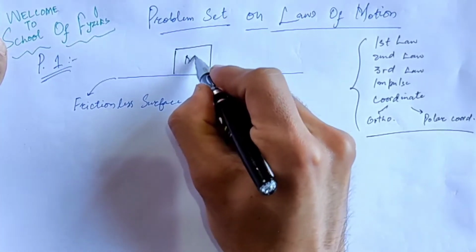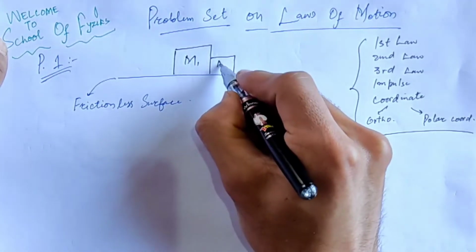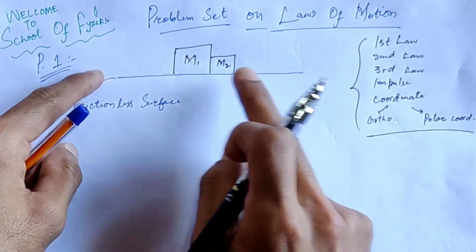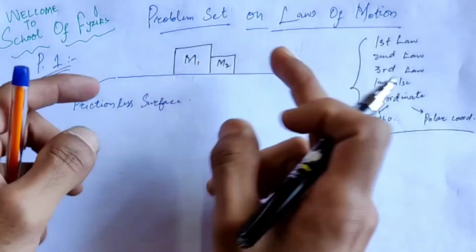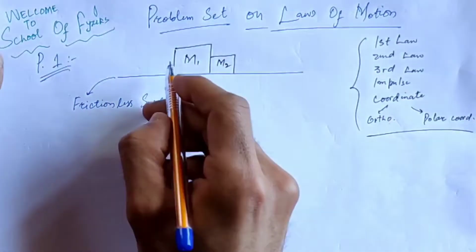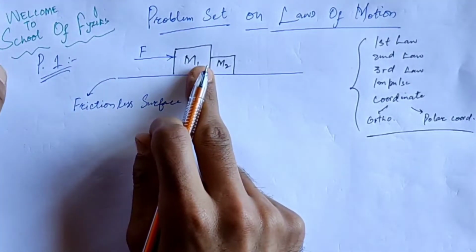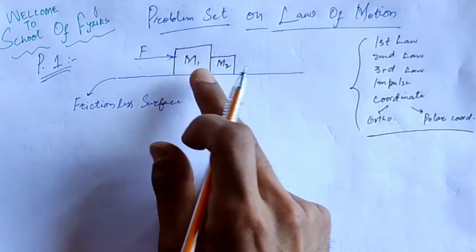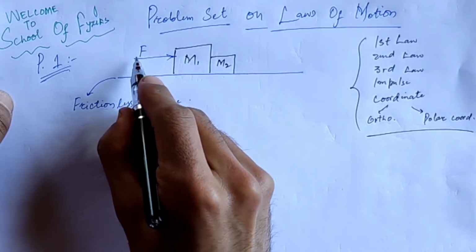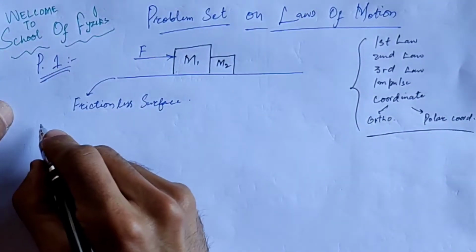This is body 1 with mass m1, and the second body is attached to it. It is a smaller body of mass m2. The surface is frictionless. The two bodies are placed side by side on this surface. Suppose we apply a force in this direction on the bigger body, m1. This is a horizontal force, keep that in mind. What is the problem here?